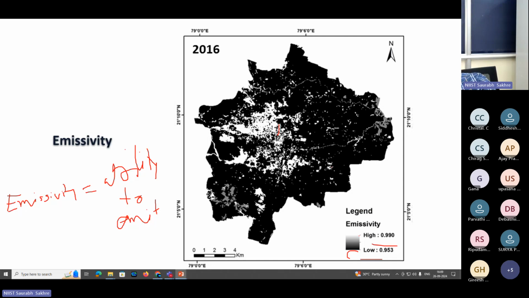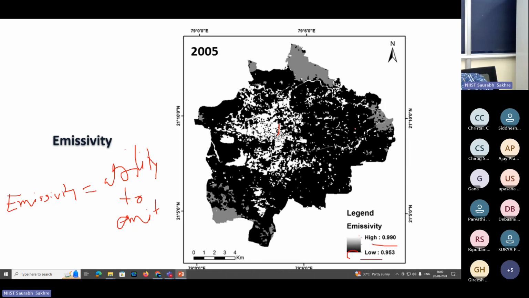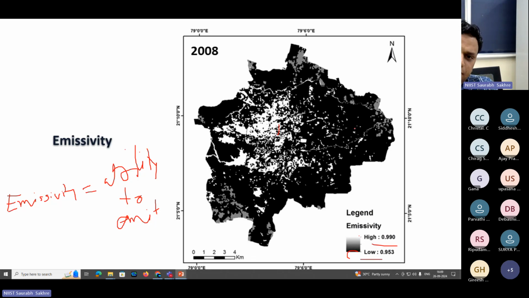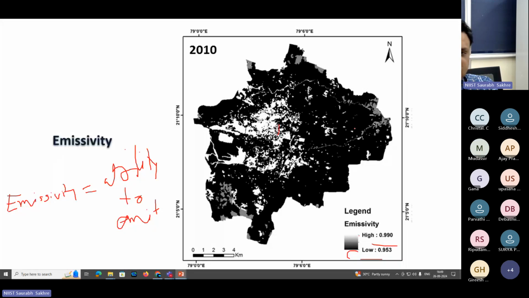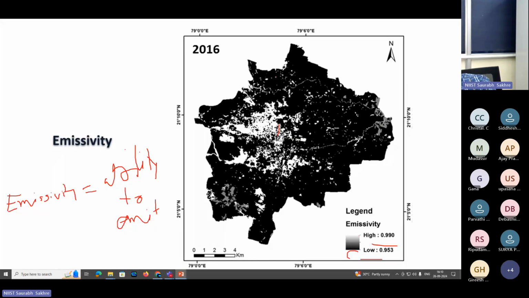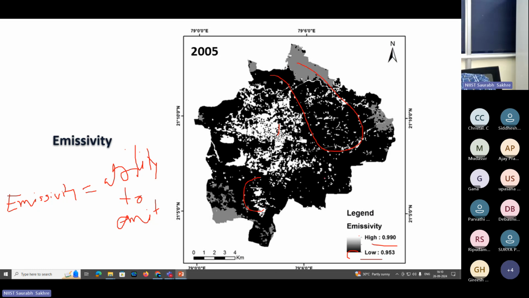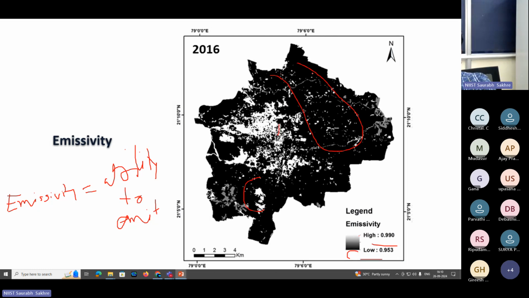So here you can see that Nagpur city has slowly become a city which has low emissivity. It has become more black. See, all blackish areas. Earlier, at least there were some white patches and some gray patches. But up to 2016, it is almost a blackish area. So it has converted to an area where emissivity will be low and temperature will be high.